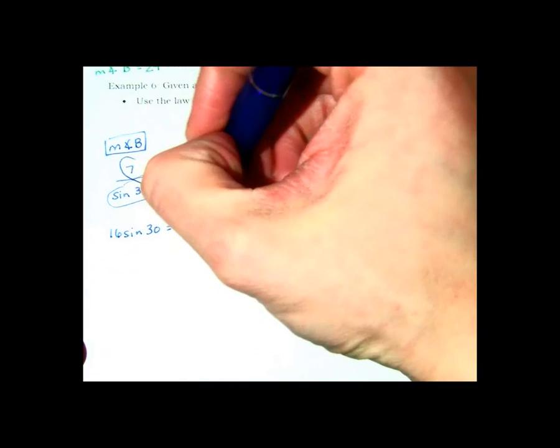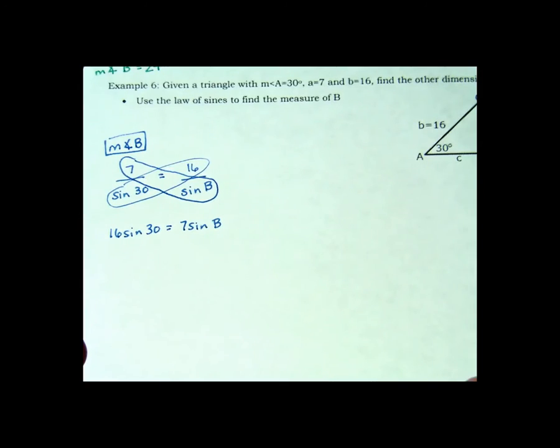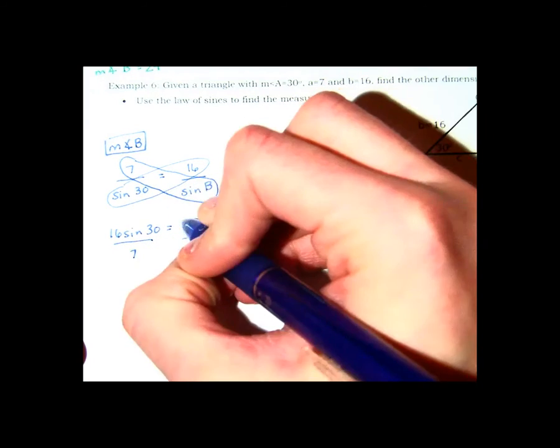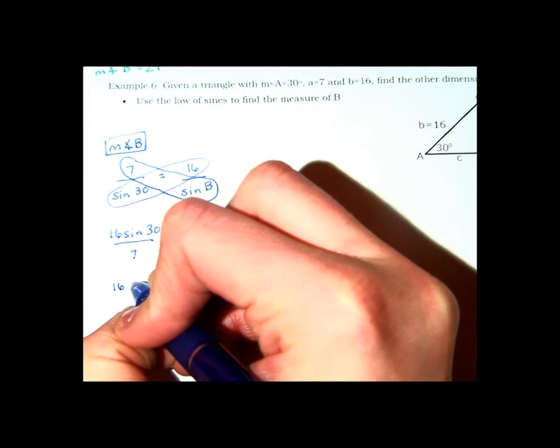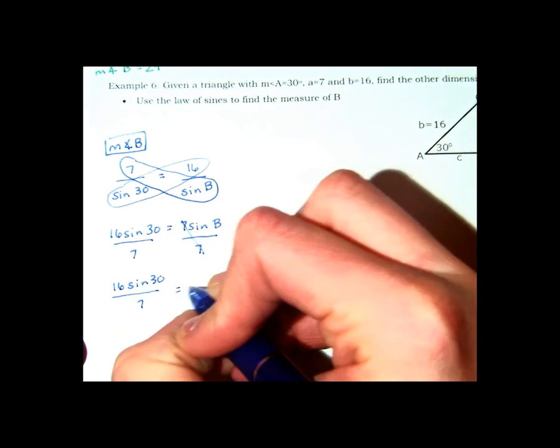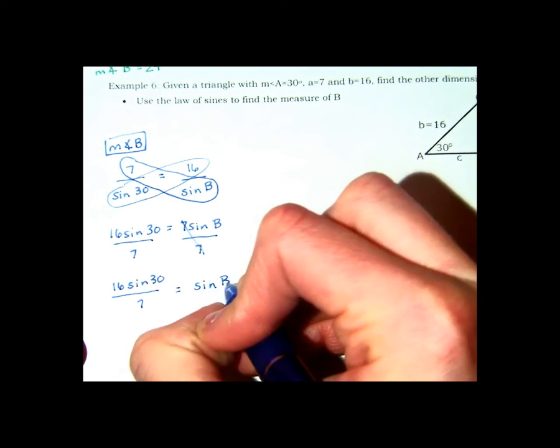Does it matter if those are written in the other order? No, I don't know why I do it that way. Okay, now what? Divide by 7. So 16 sine of 30 over 7 equals sine of B. Then what?